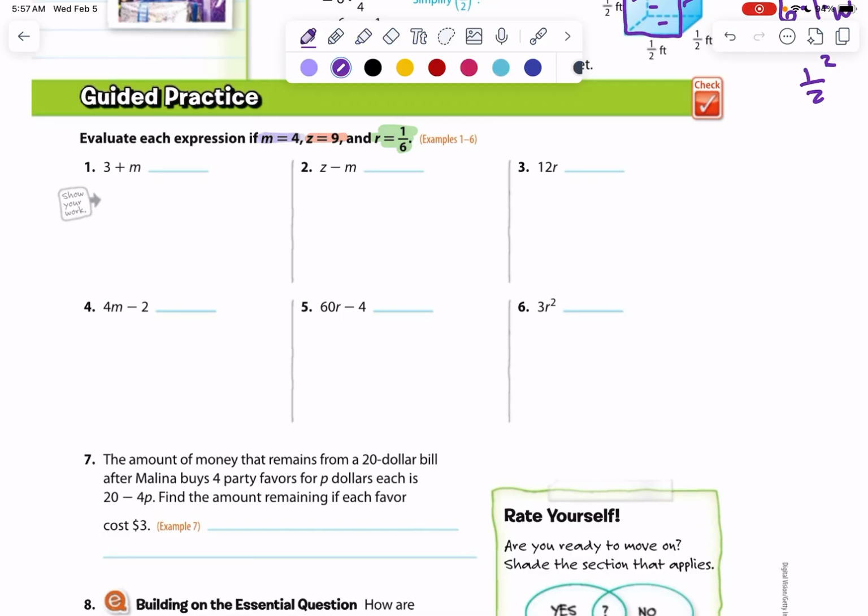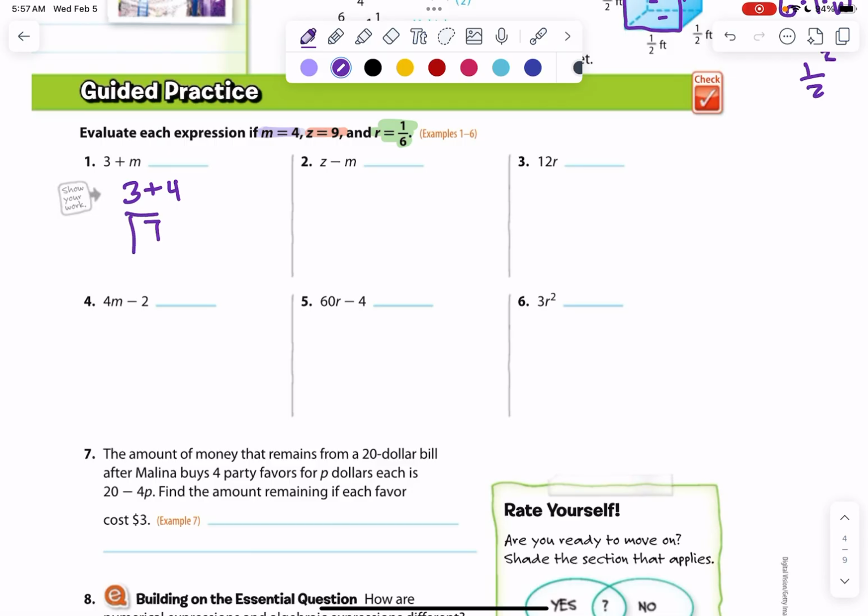Okay, so here we have 3 plus whatever m is. M is 4. So that is 3 plus 4, 7. Note to self, if you put a box around it, I really don't care if you write it up here on the line as well. Okay? It makes it really easy for your teacher's eyes to see. You don't need to write it twice.